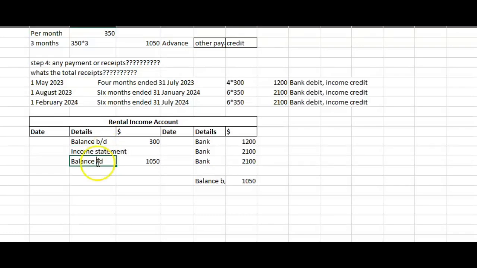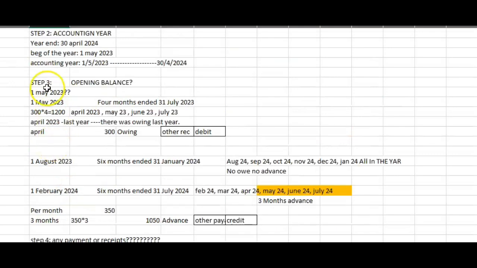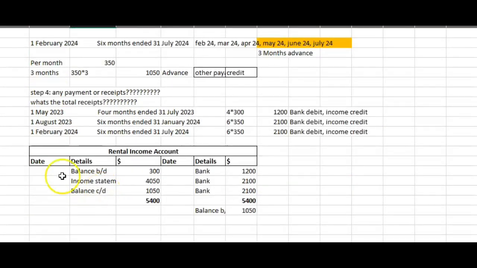Then bring the balance b/d up, but on the opposite side. So $1,050 from credit comes on debit side as balance b/d. Now check which side is complete. Credit side is complete, so we calculate the total on the credit side and then put this value on the debit side totals place. Use this total to calculate the difference by subtracting 300 and 1,050 from the total. You get 4,050 as the difference, which is the income statement.